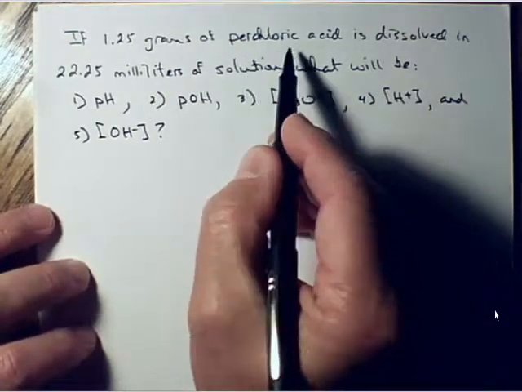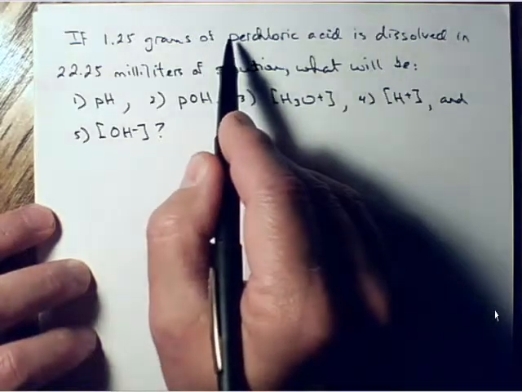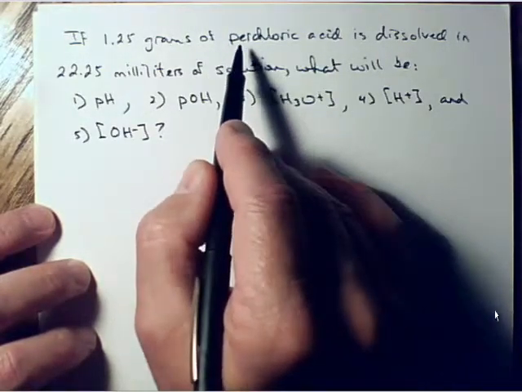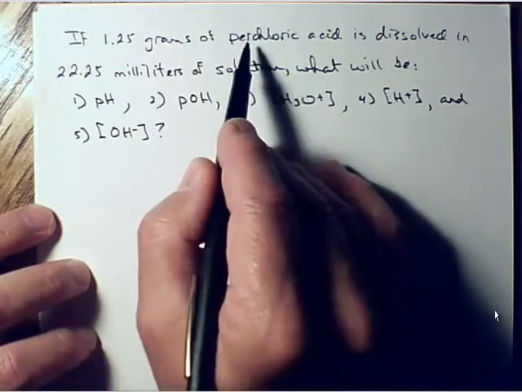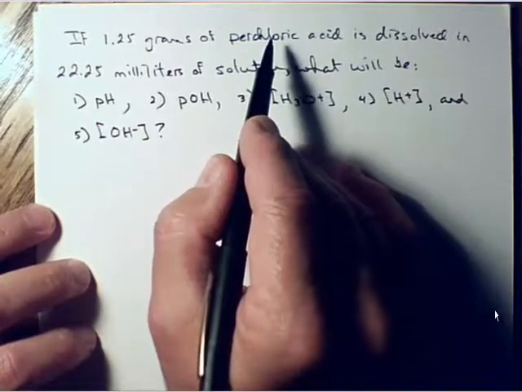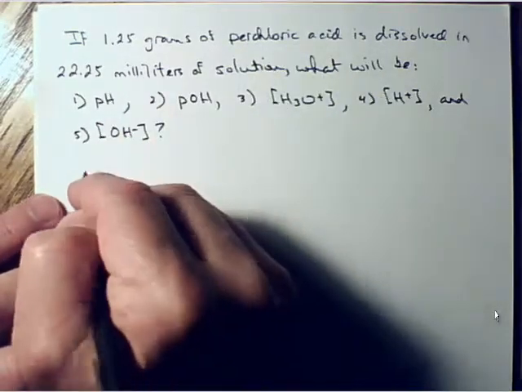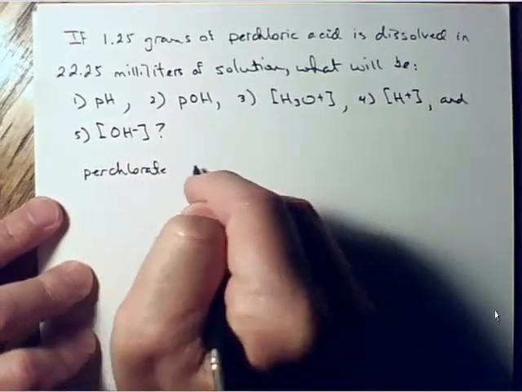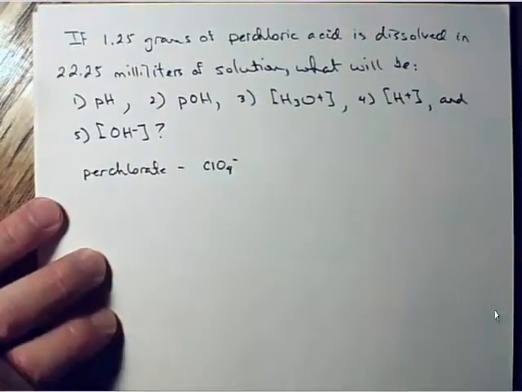So perchloric, if there's no hydro on the front of the name, then there's a polyatomic ion in the formula with oxygen in it. Perchloric then comes from perchlorate. And perchlorate is ClO4 with a 1 negative charge.